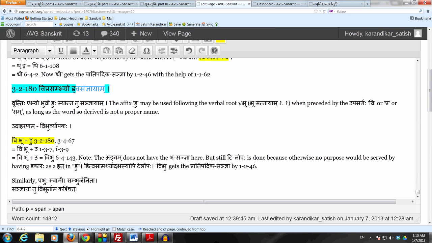The forms vibhuh, prabhuh, and sambhuh, which are derived using this sutram, are adjectival forms. They qualify somebody. They are not proper names.